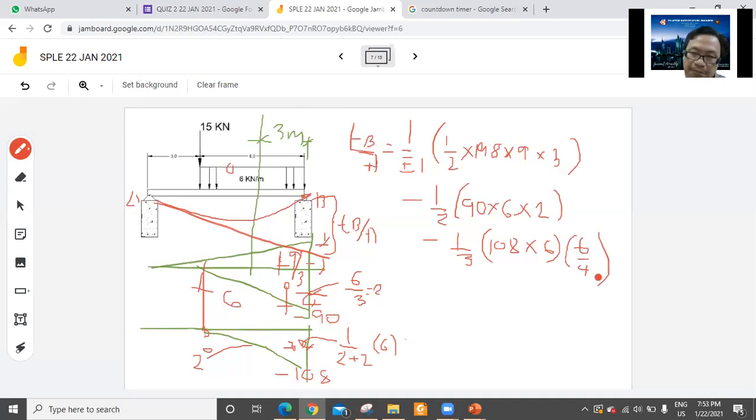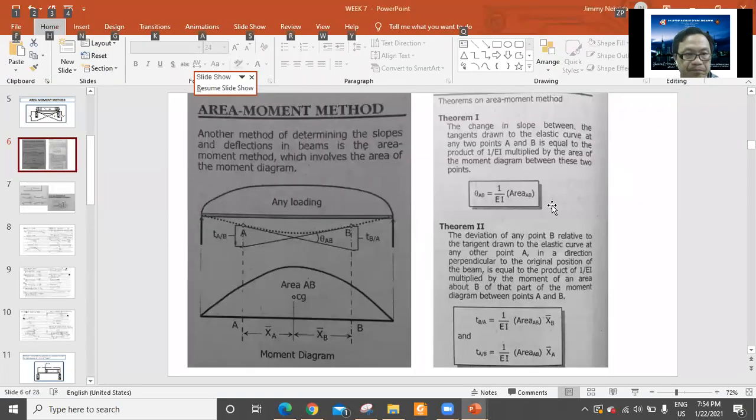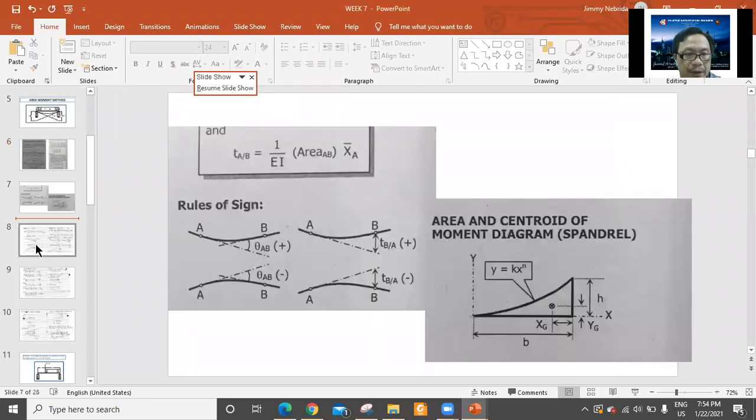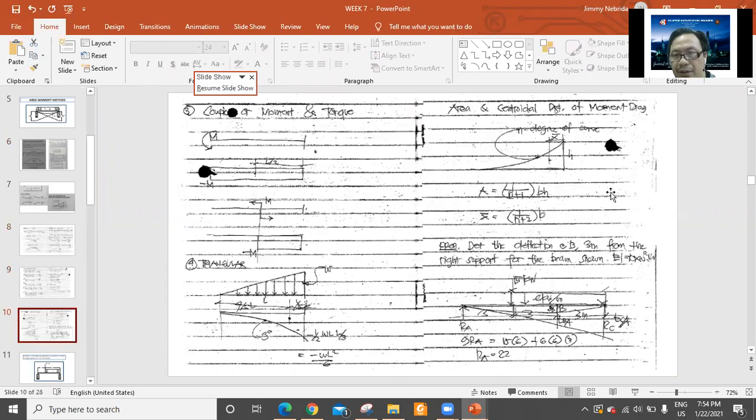Sir, excuse me. Isn't the formula 1 over n plus 1? For the area, 1 over n plus 1. For the centroid, n plus 2. Okay, so it's 4 here. Take note: for the area, n plus 1; for the centroid, n plus 2. Very good. Noted. Remember this.